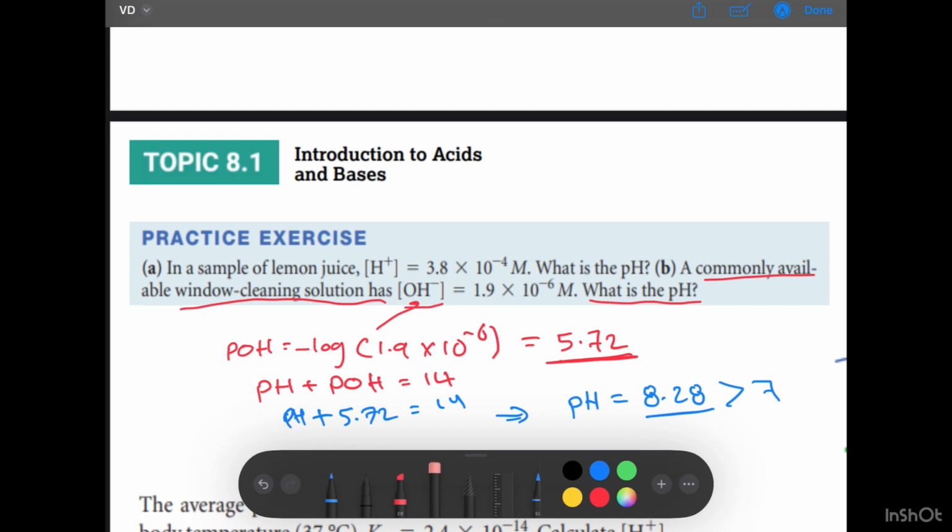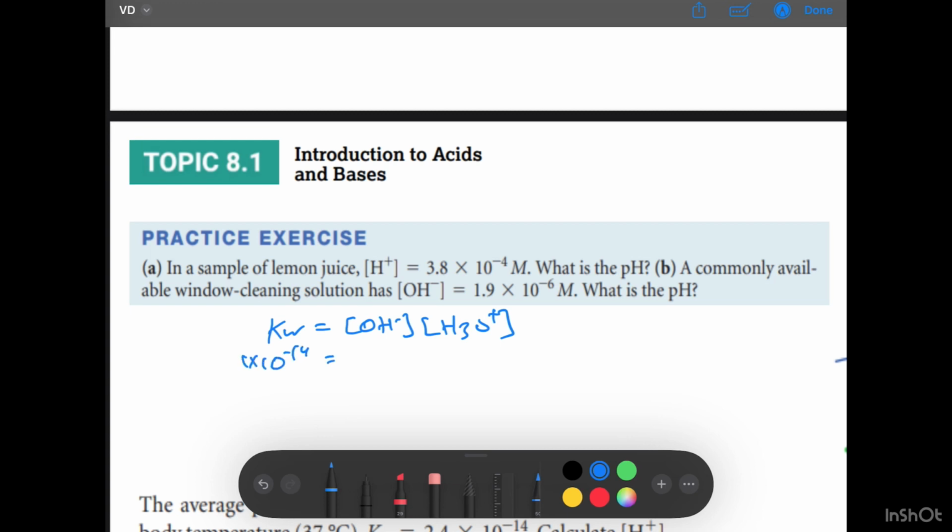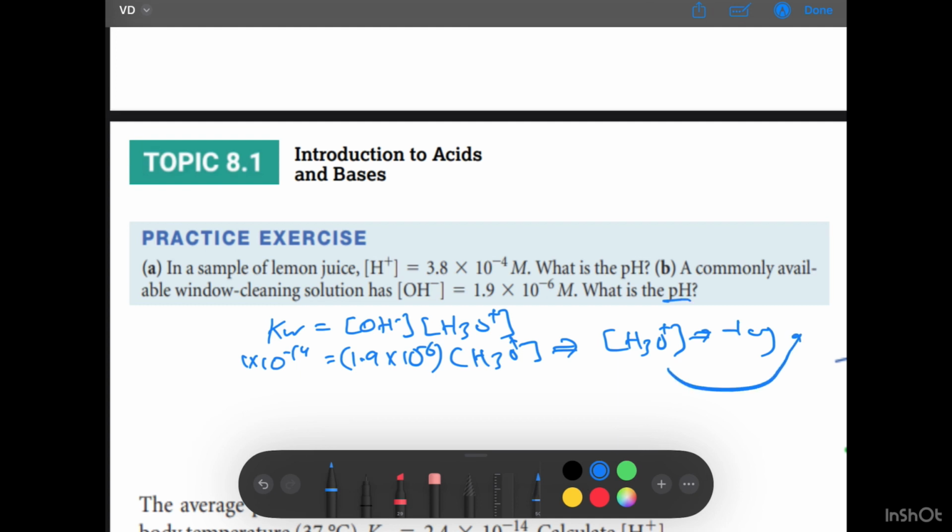The second method, which is maybe longer, is that you can use the value of Kw. We can say it's the concentration of OH negative multiplied by the concentration of H3O plus. You have the value of Kw, which is 10 to the power negative 14, and the OH is 1.9 times 10 to the power negative 6, and this is the concentration of H3O plus. Then you calculate the concentration of H3O plus, take the negative log of the concentration, and you will end up with the pH. So both methods work, both are correct.